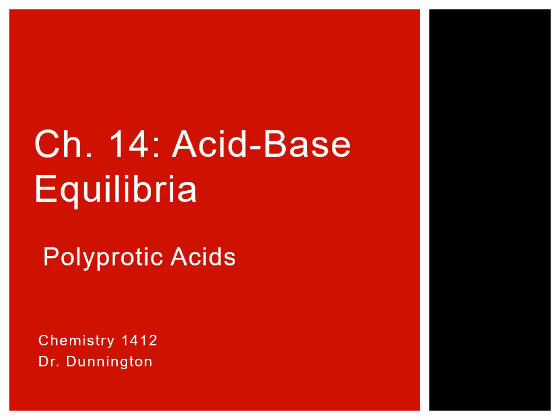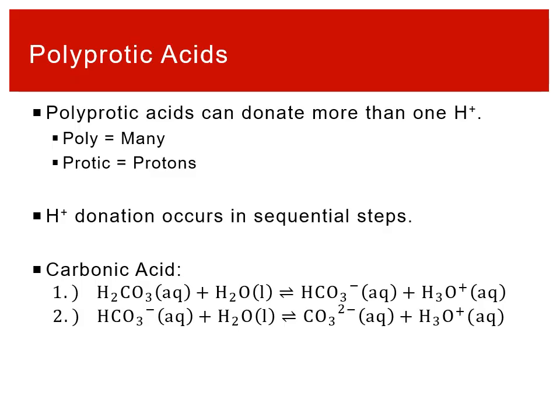Continuing on, we want to talk about polyprotic acids. So poly means many, protic means protons. So polyprotic acids are molecules that can donate more than one H+. So these are molecules that contain more than one hydrogen, and they can basically lose those hydrogens. The thing is, each hydrogen is still lost via one donation.